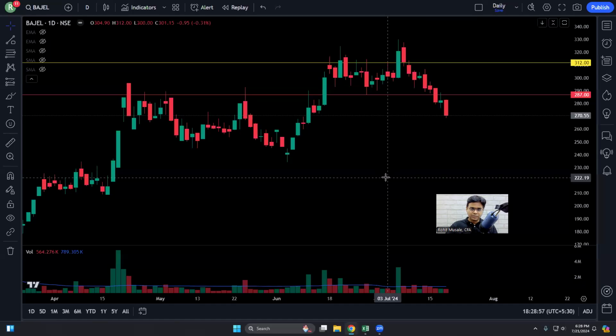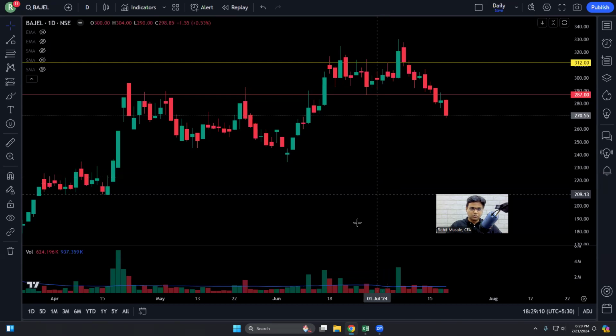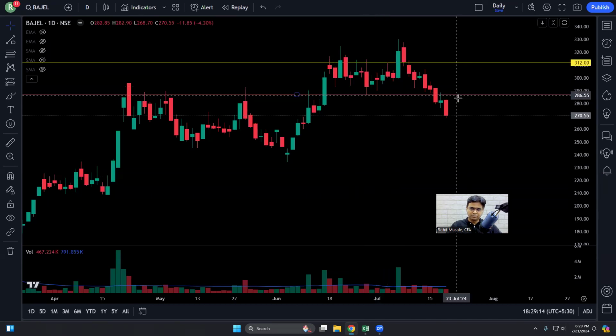I lost 6.39% on this stock. So let me explain why I bought this stock, where I bought this stock, and how I lost 6.39% here. So the basics first. The yellow line is my buy point.